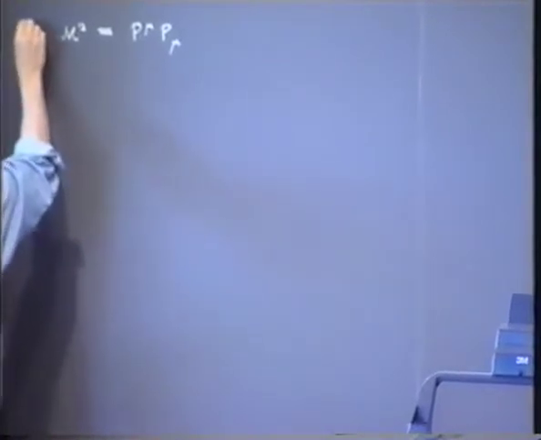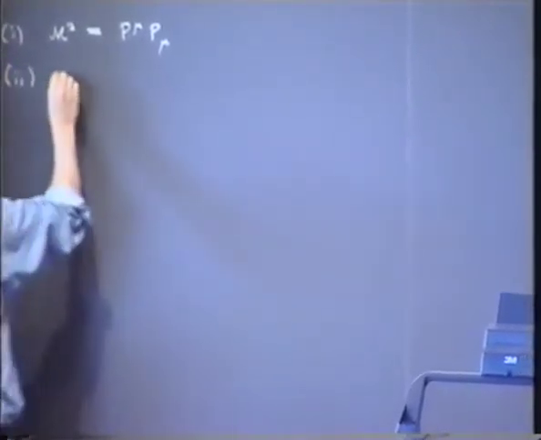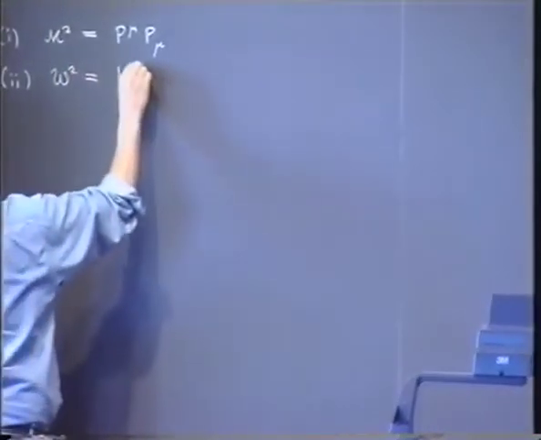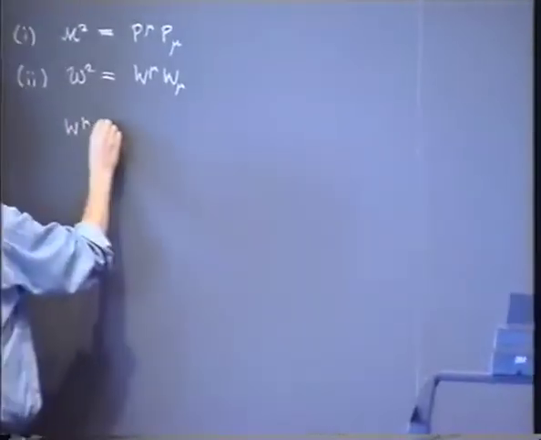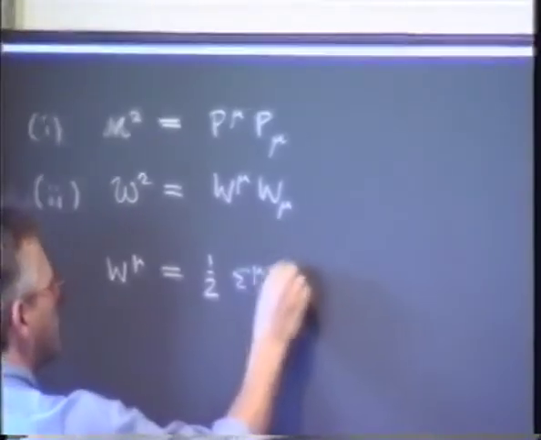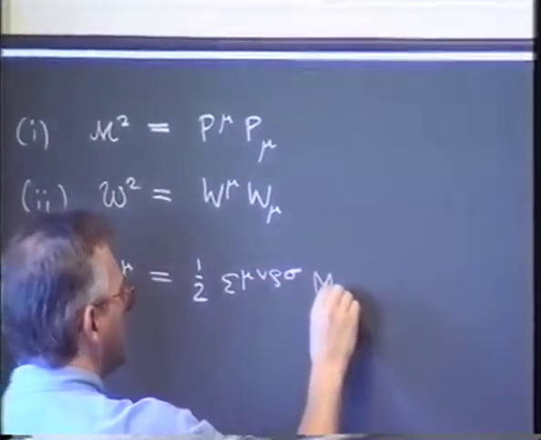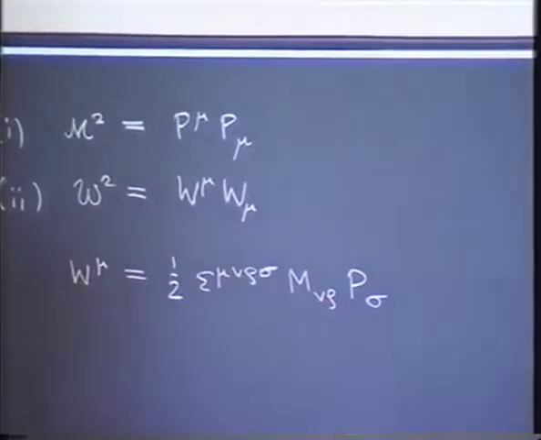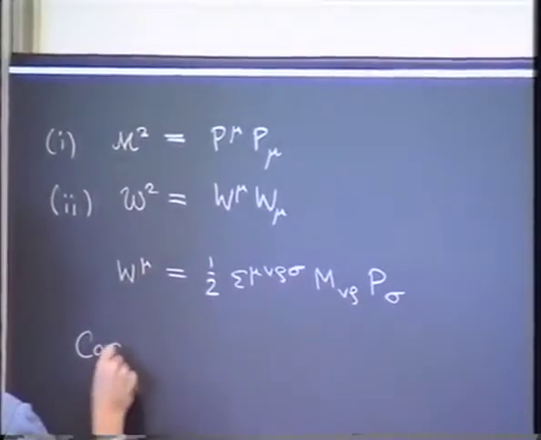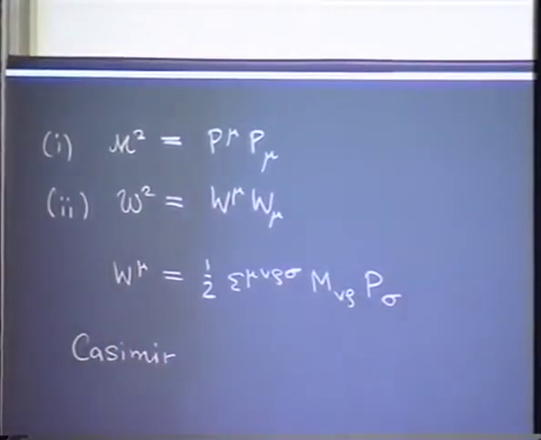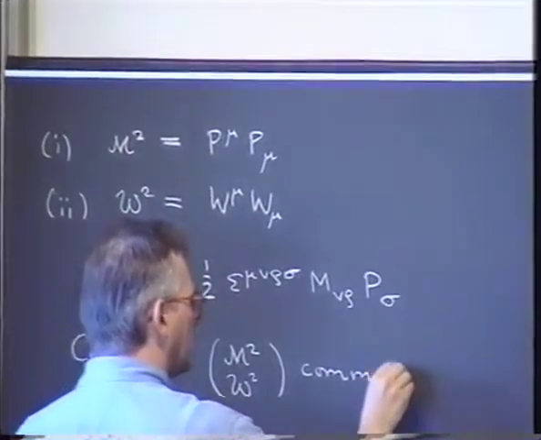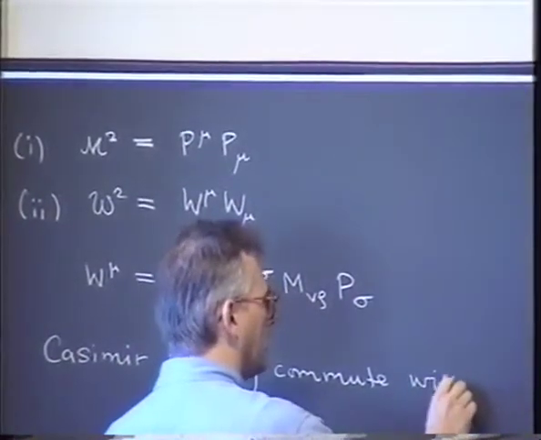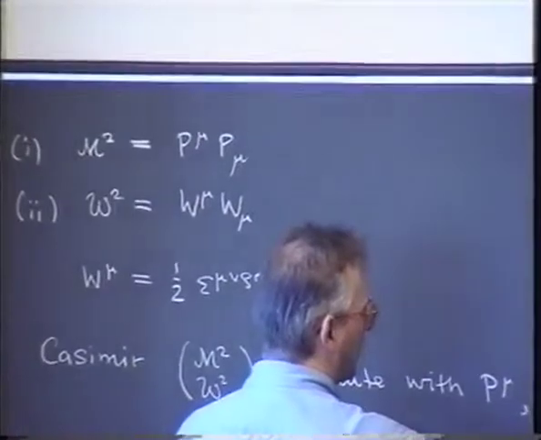The other Casimir operator is given by W squared, where W mu is defined as epsilon mu nu rho sigma M nu rho P sigma. Casimir means that, as you can check in a little exercise on the back of an envelope, both m squared and W squared commute with all the generators of Poincaré, that is with the momentum and M mu nu.